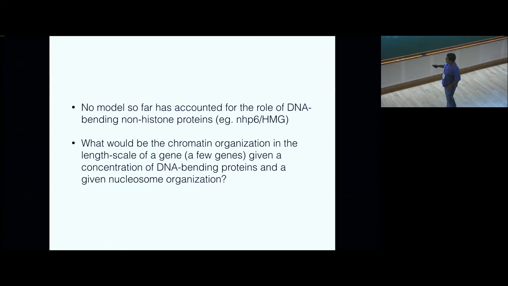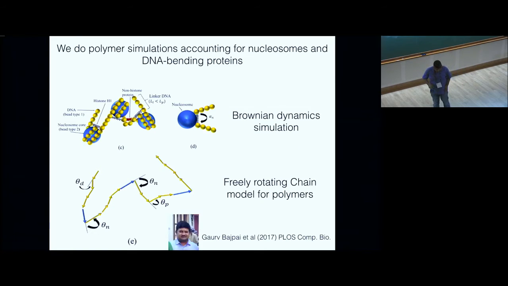So what would be the chromatin organization in the length of a gene or a few genes, which is of the order of a few nucleosomes, given a concentration of DNA binding proteins and a given nucleosome organization? So this is the question that we started thinking about. Given a nucleosome organization and a concentration of DNA binding proteins of particular kind, what would be the chromatin organization? Can we look at it? So this is what we tried to simulate.